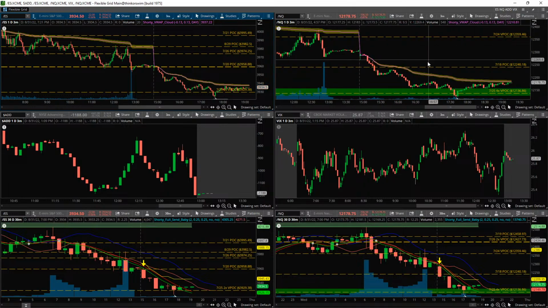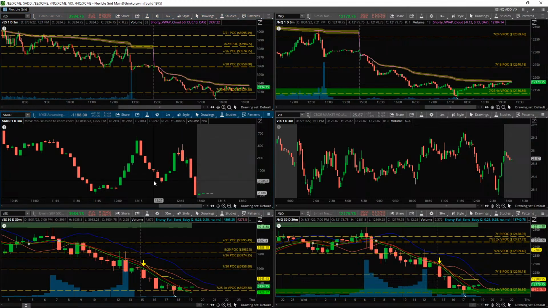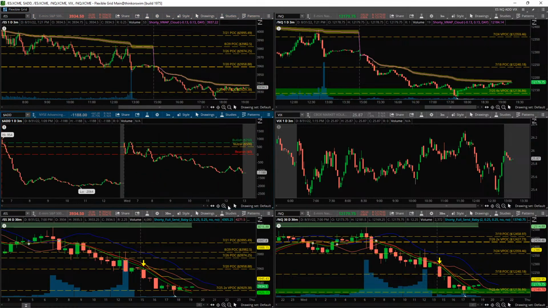NQ, basically the same thing as ES. This is like our NASDAQ futures basically, or QQQ. So if you're trading QQQ, you want to watch NQ futures. I need to zoom this out here.